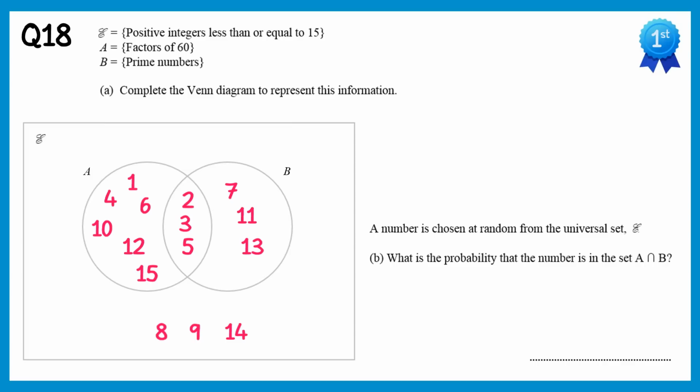For part B, we've got a number that's chosen at random from this. What's the probability it's in the intersection? So the intersection refers to the middle part of the Venn diagram here. There are 3 numbers in there, and 15 numbers altogether, so the probability is 3 over 15. Or you could simplify this to 1/5.